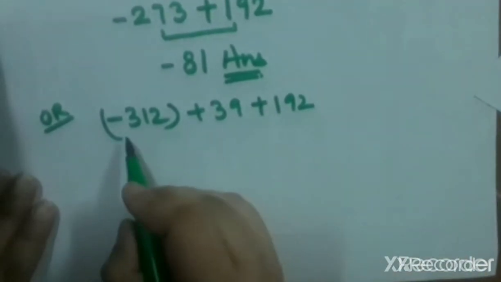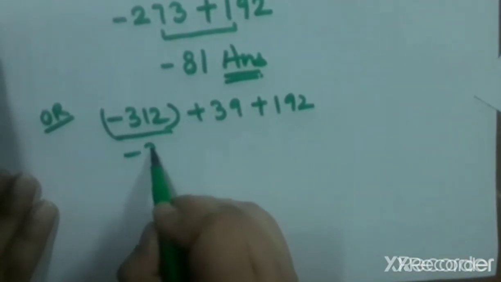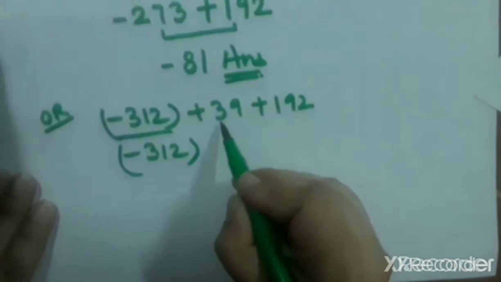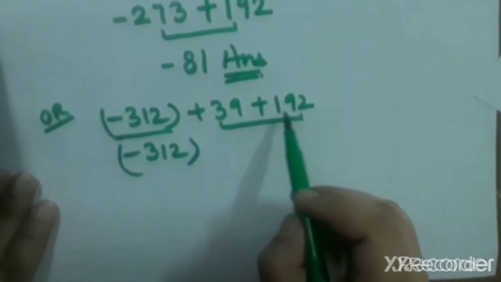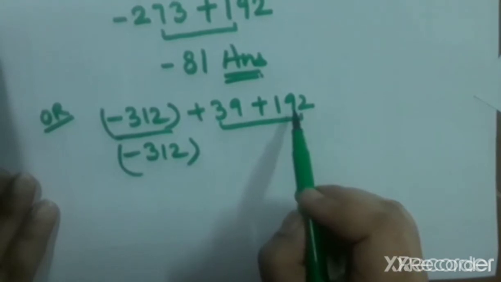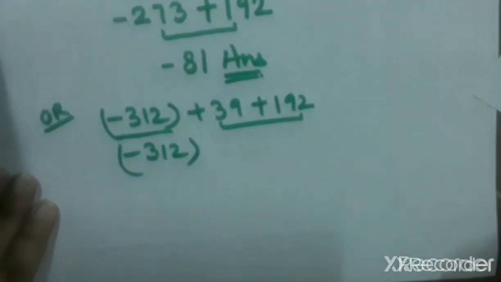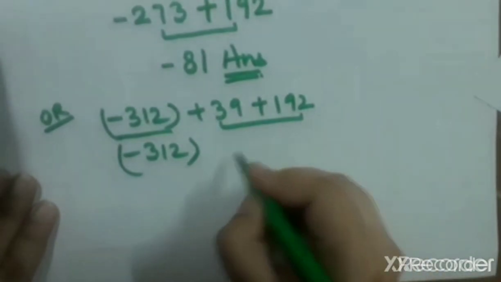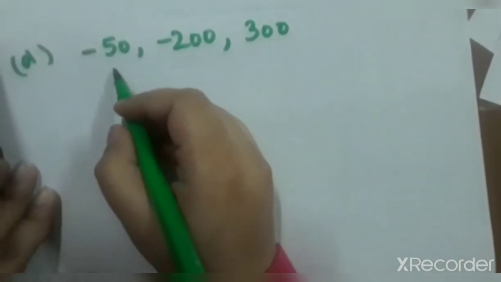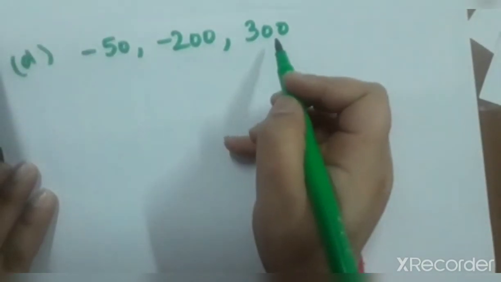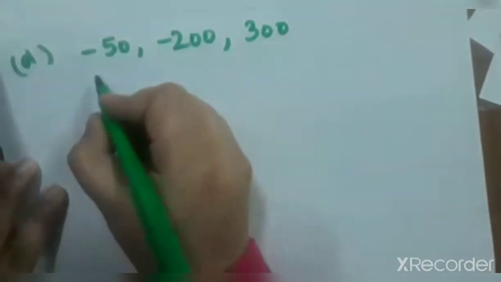Over here, I am keeping aside minus 312 and going to first take a pair of 39 and 192. Now this is simple, we have to add these integers. If you add 192 and 39, then your answer is coming out to be 231.